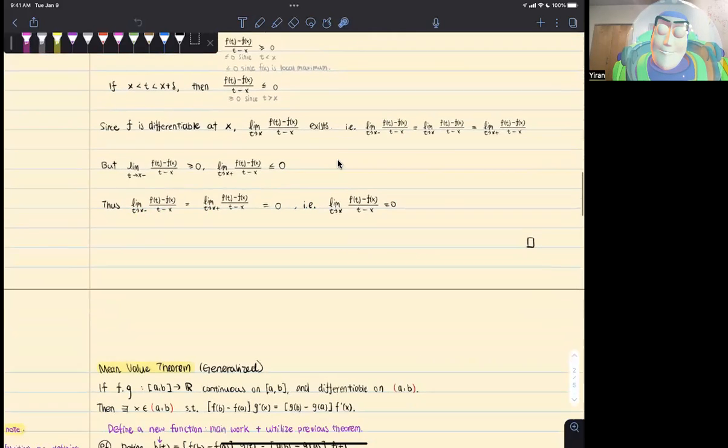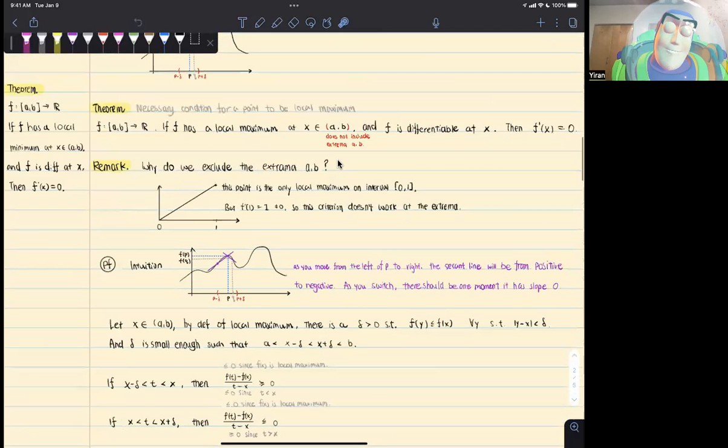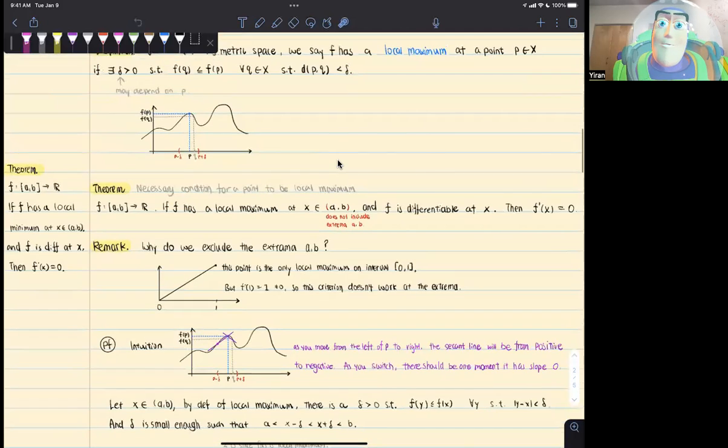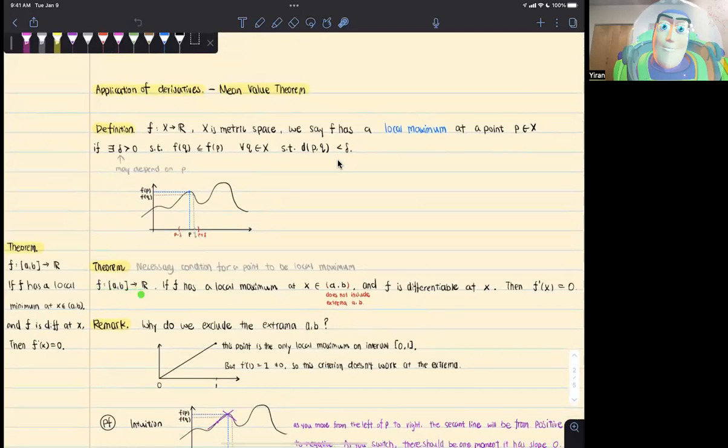You can use the exact same strategy to prove the analogous theorem, where we have a local minimum instead of a local maximum. Cool. So that is a very important foundation. We not only use this theorem in the proof of the generalized mean value theorem, but also in the theorems that we're going to be introduced later. It is very important, so please keep it in mind.